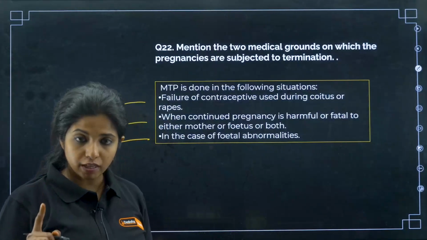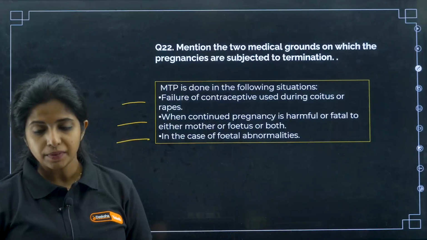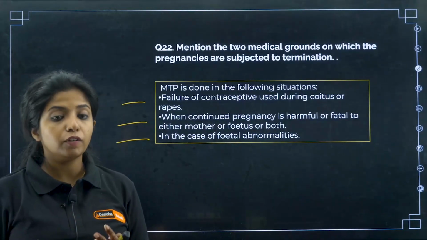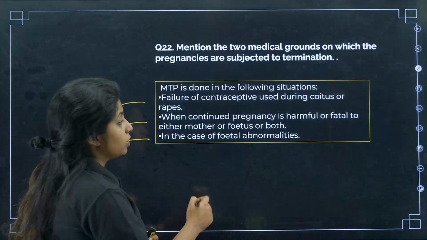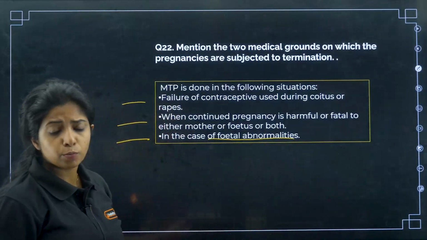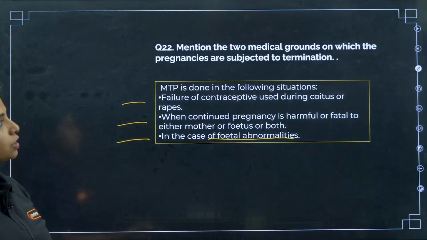Okay, failure of contraceptives, either during coitus, unprotected coitus, or during rapes as well. Now, when continuing would be difficult or fatal for both the mother and the child, as well as when the fetus will be having abnormalities, it could be genetic abnormalities or things like that which cannot be treated. That's when it is fine.